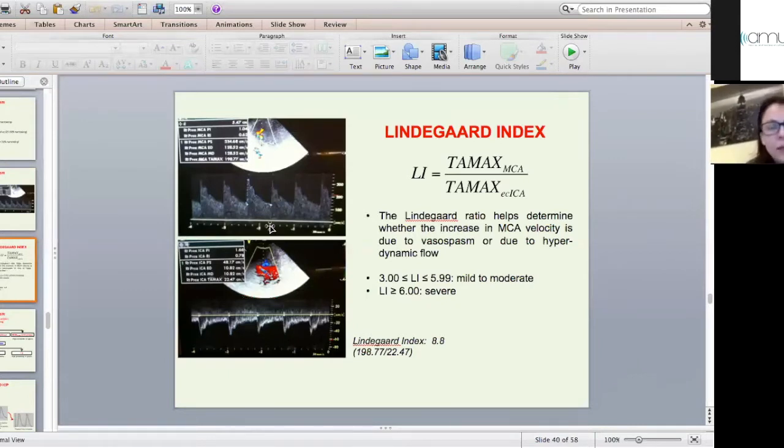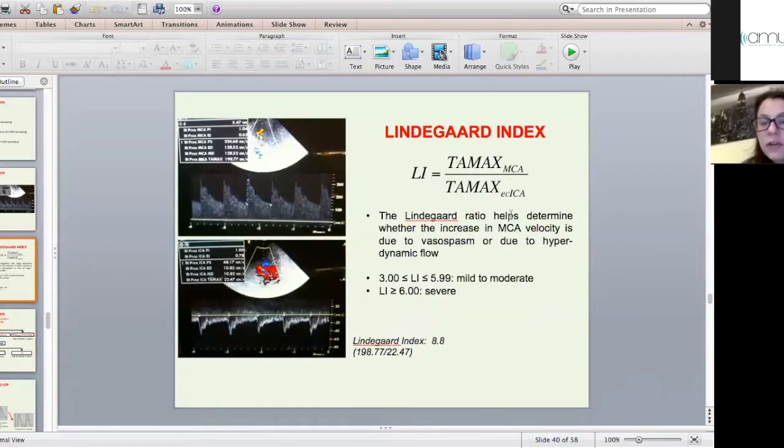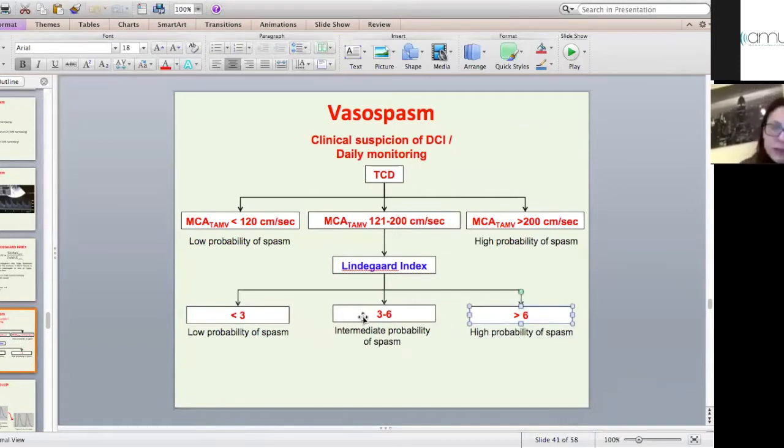Using this index, because if you have a hyperemic state, you will have an increased flow in the MCA for sure, so in the brain circulation, but also in the systemic circulation, so in the internal carotid, okay? Is that clear? So if they are both increased, the Lindegaard index here will be low. But if I have a vasospasm, the flow in the ICA will be normal and the flow in the MCA will be increased. So the Lindegaard index will be very high, with this threshold, which has been studied in the literature, okay? So this is the way to discriminate these two situations.